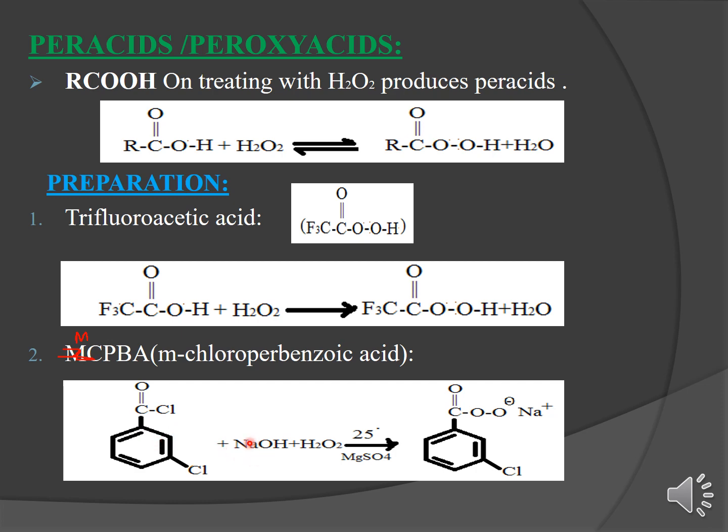So if we are taking the chlorobenzoyl chloride, right, when the chlorobenzoyl chloride is treated with NaOH and then with hydrogen peroxide at 25 degrees Celsius with MgSO4, at that time you will get the metachloroperbenzoic acid. First there is a formation of the salt, when you are treating it with the Na, there is a salt formation.